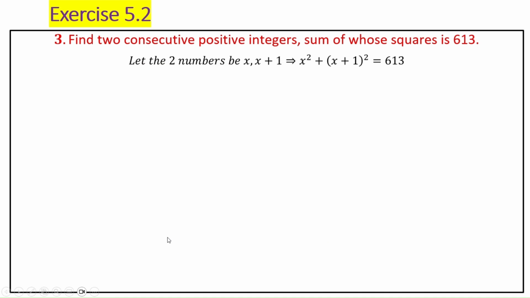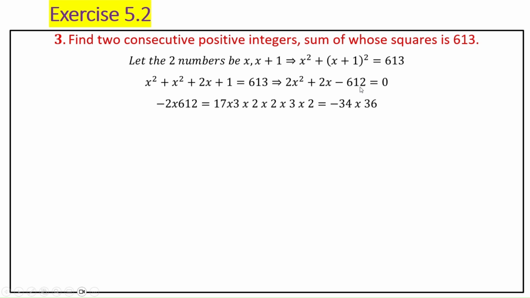Next, find two consecutive positive integers, sum of whose squares is 613. So if the numbers are x and x plus 1, then x square plus x plus 1 whole square equal to 613. This is what is given. You expand it, the equation you will get is 2x square plus 2x minus 612 equal to 0. Okay. So you will find a and b as minus 34 and 36.